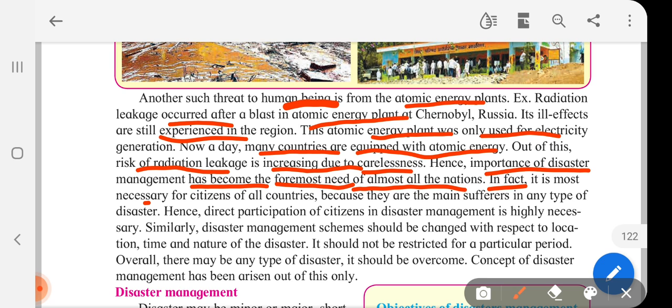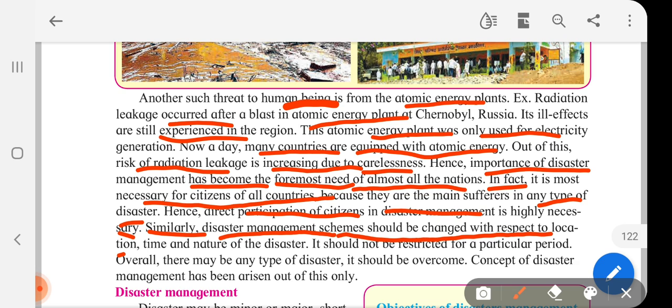In fact, it is most necessary for citizens of all countries because they are the main sufferers in any type of disaster. Hence, direct participation of citizens in disaster management is highly necessary. Similarly, disaster management schemes should be changed with respect to location, time, and nature of disaster. It should not be restricted to a particular period. Overall, whatever type of disaster there may be, it should be overcome. The concept of disaster management has arisen out of this only.